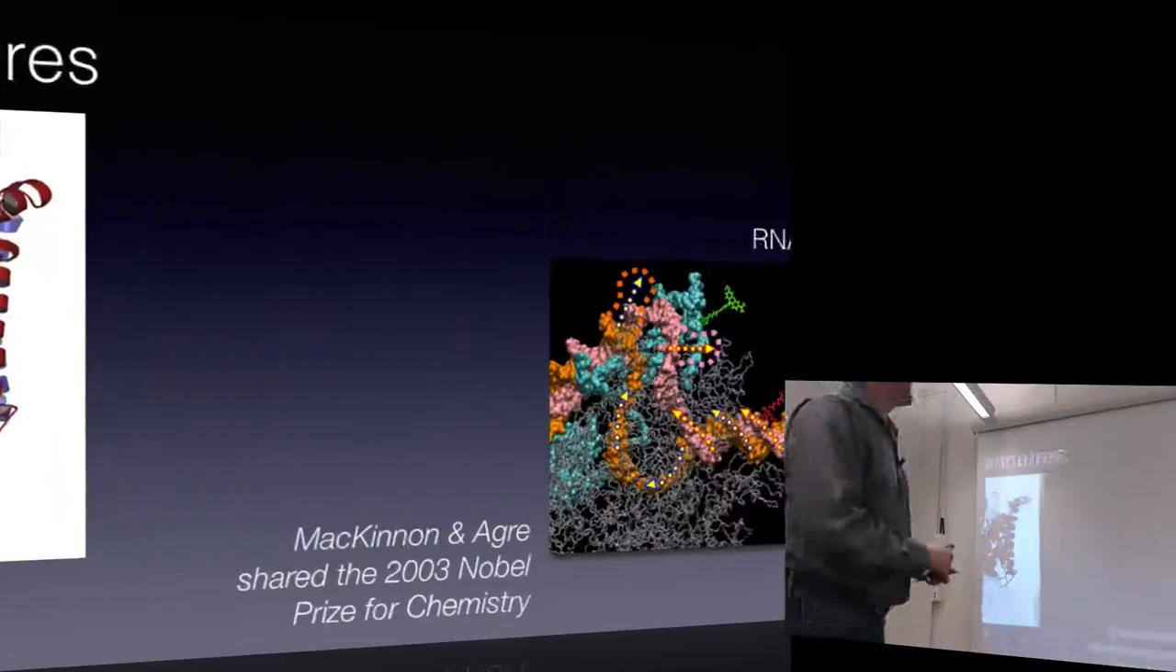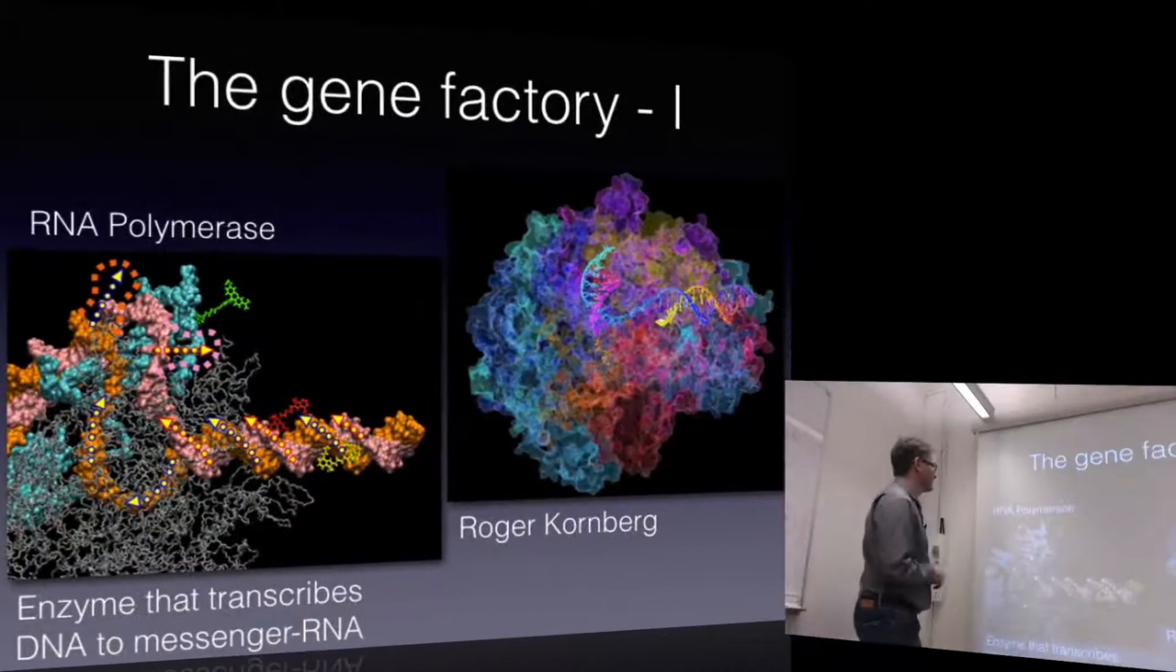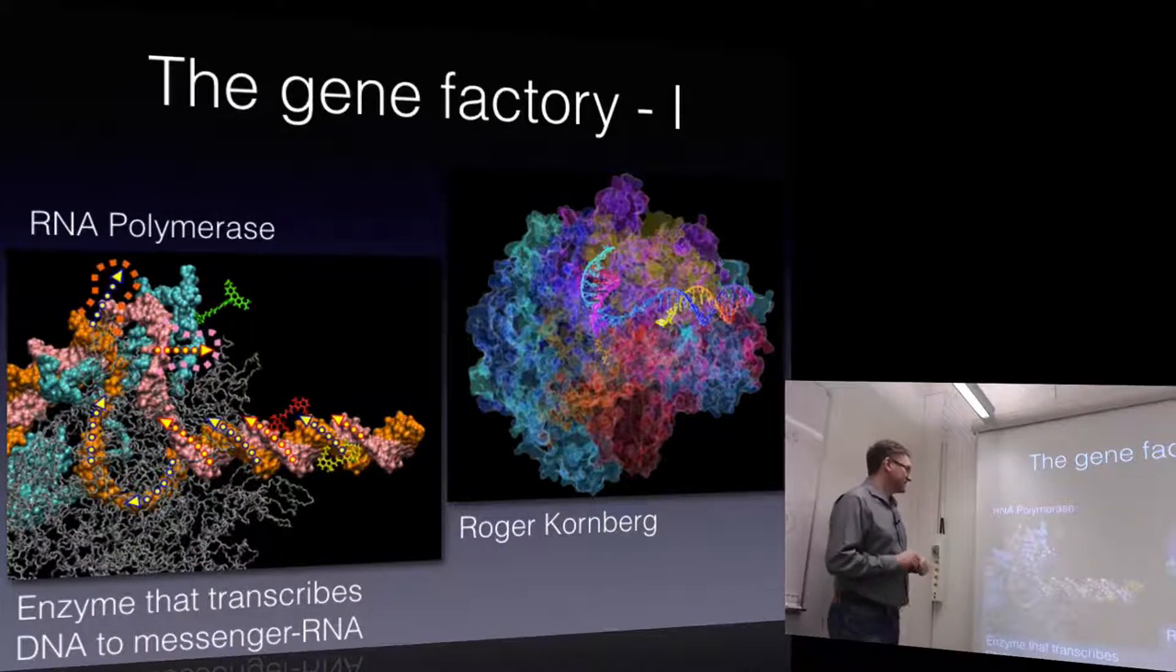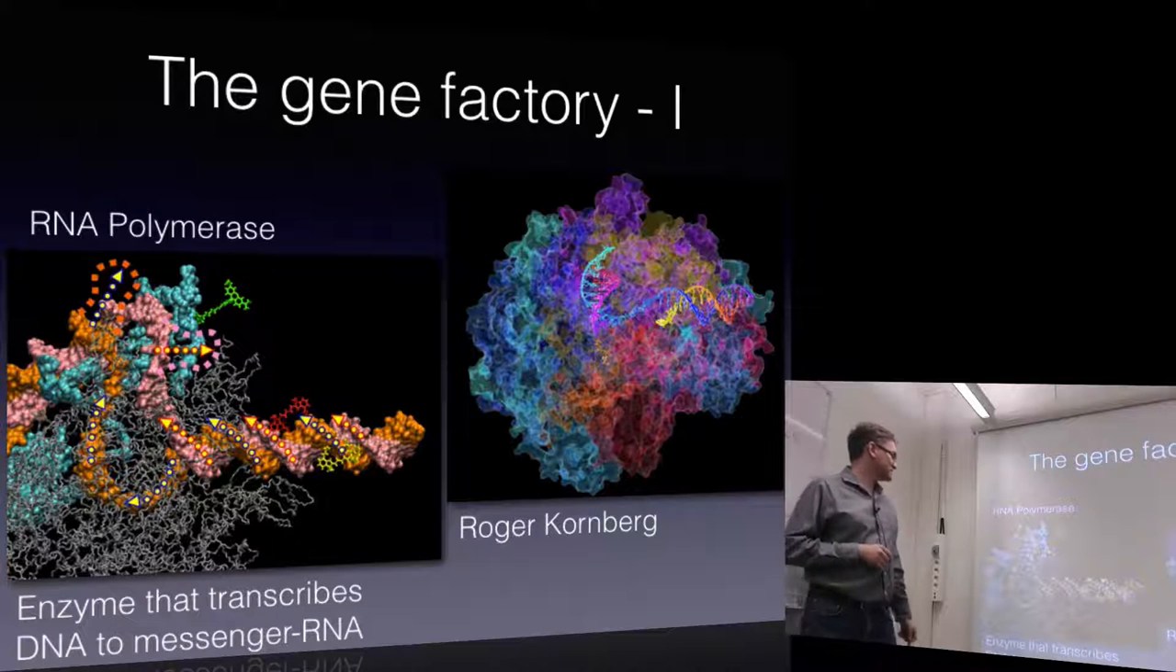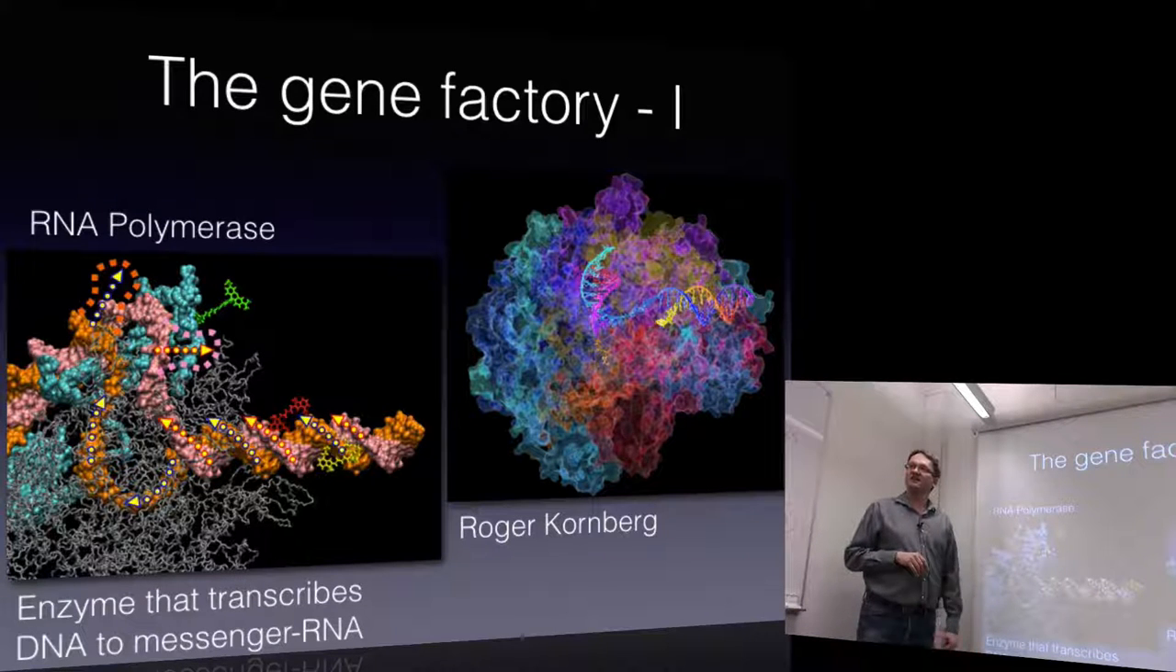So this is another molecule, the gene factory, the RNA polymerase. This is a molecule that reads DNA, opens up DNA, and then converts the DNA into RNA molecules. It's a gigantic enzyme. In theory this could happen spontaneously, but it would be so slow that life would not be possible. So this enzyme converts DNA to RNA, and then we can send RNA on to something else.